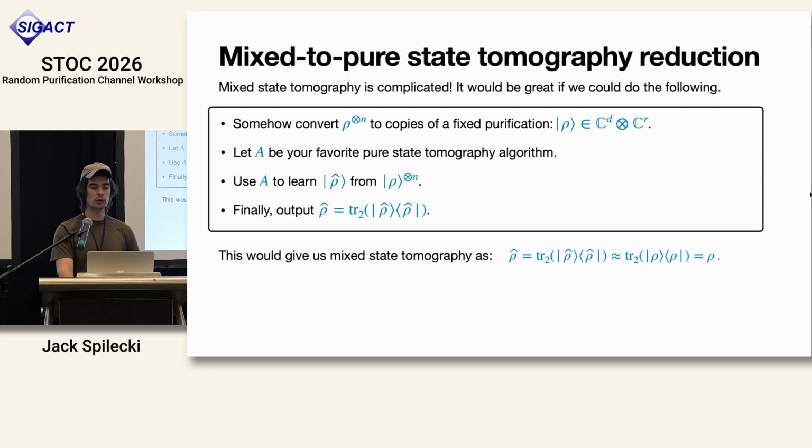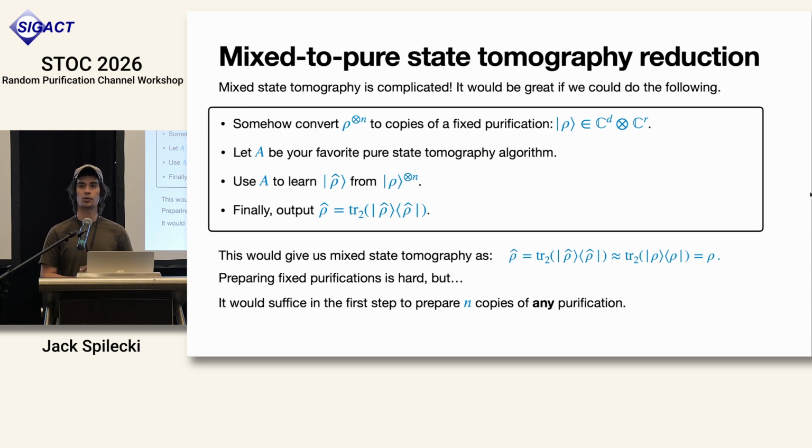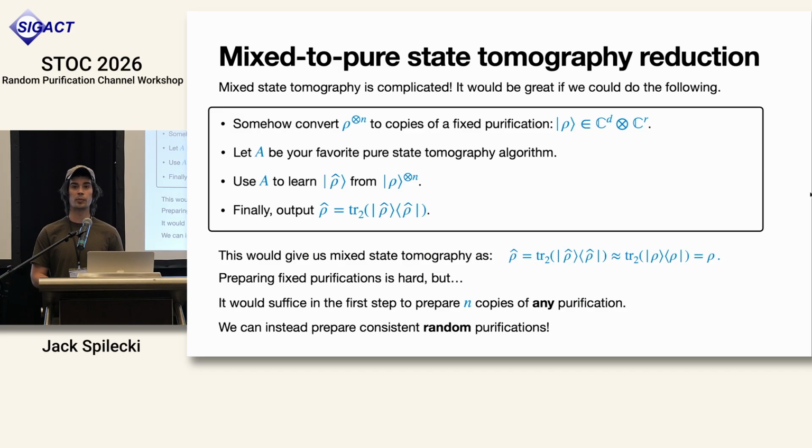Now, there's one problem with the exact outline I just gave, and it's that, as John mentioned, preparing fixed purifications is hard. But actually, it doesn't really matter what purification you produce. You can produce any purification, and because we're tracing out the auxiliary information, it doesn't matter which one you prepare. And in particular, you can prepare a random purification. Okay? And since we can do this algorithmically, this gives us the framework.